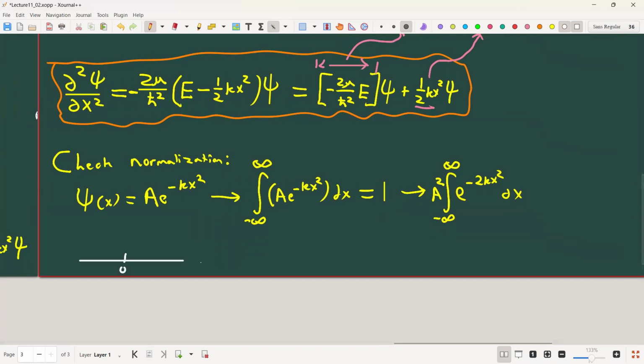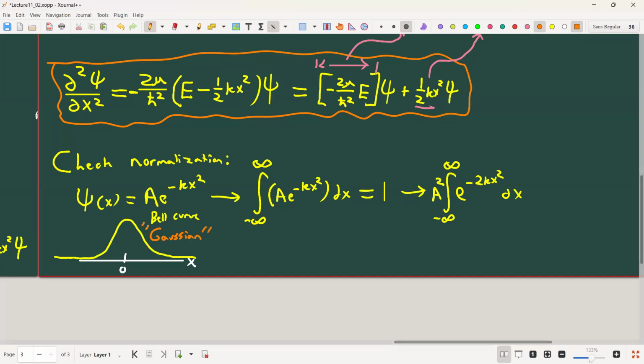Phi looks like this, symmetric about x equals 0. It goes to 0 at infinity, and then peaks at x equals 0 like this. This is just a normal distribution, a bell curve. I'm going to use a new term for it. This is what's called a Gaussian function. So anytime you hear me say something like a Gaussian, think of bell curve. It should be very clear just by looking at this, hopefully.